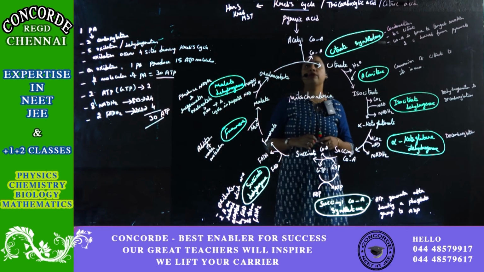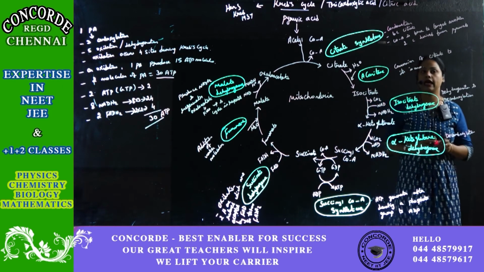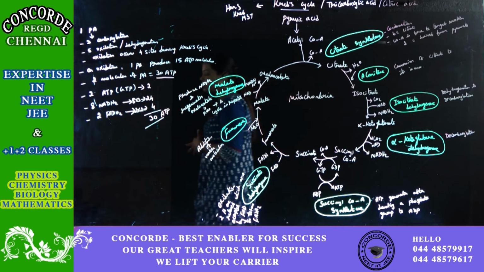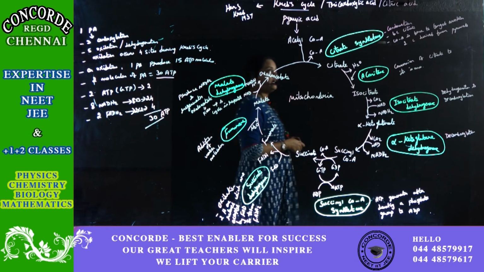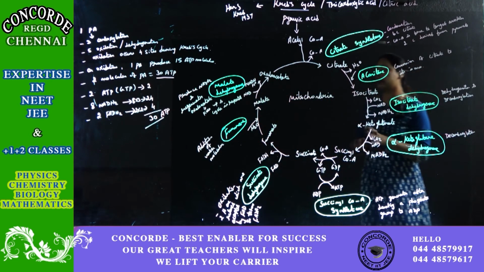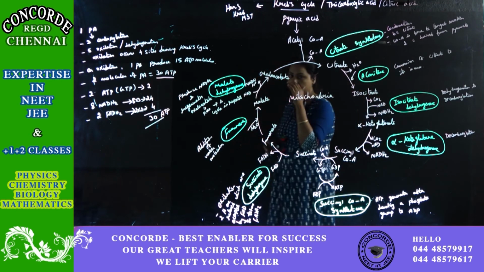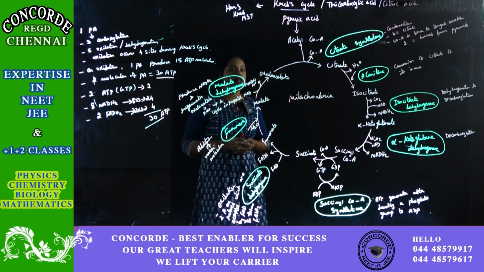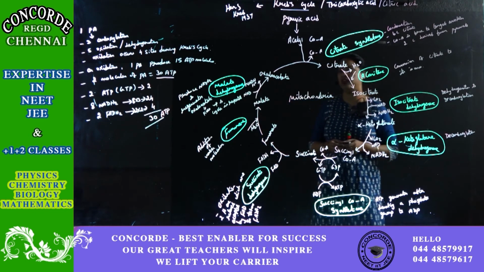Again I'll repeat, the Krebs cycle is also called the citric acid cycle. Why do we say citric acid cycle? Because the first product here is citric acid, or you can otherwise call it the tricarboxylic acid cycle. This Krebs cycle was discovered by a person called Hans Krebs in 1937, and it happens in the mitochondria of the cell.